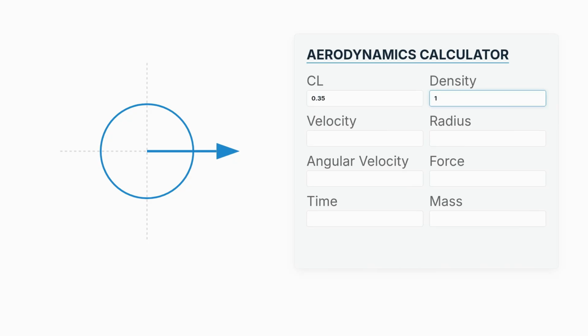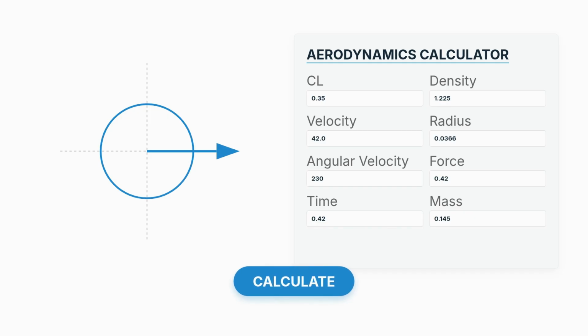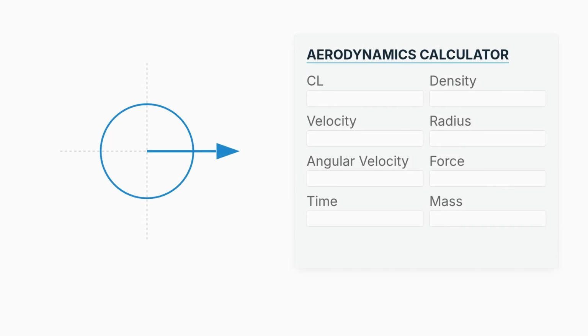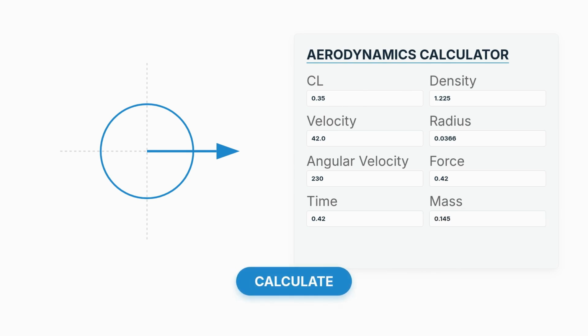Lift coefficient 0.35, fluid density 1.225, velocity 42.0, sphere radius 0.0366, angular velocity 230, Magnus force 0.42, flight time 0.42, and sphere mass 0.145.